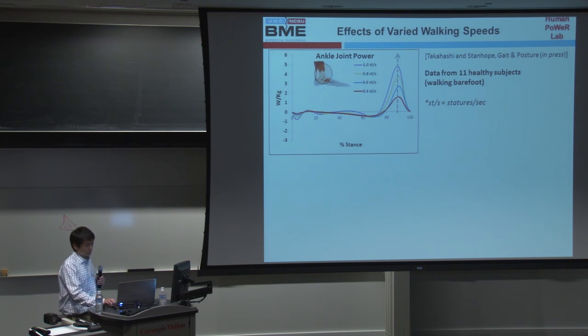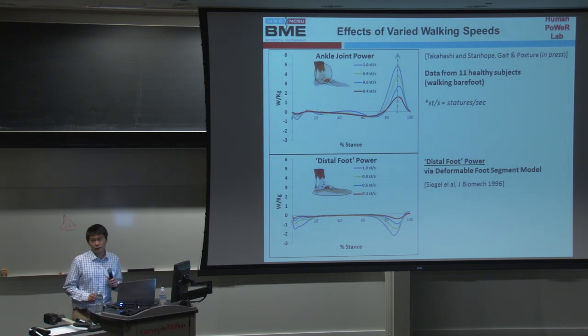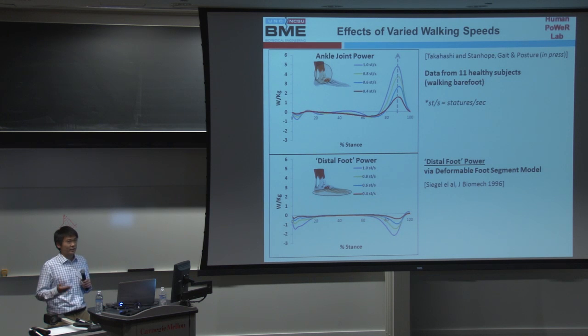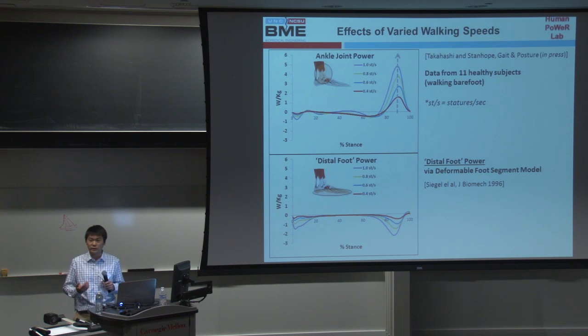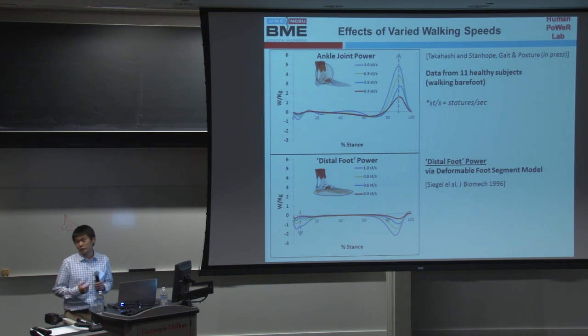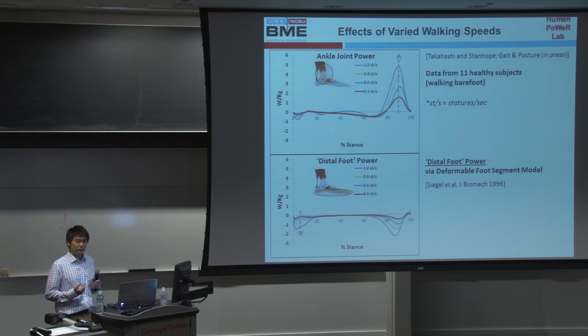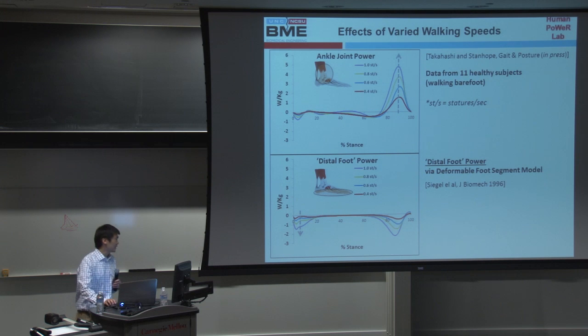But what's notable is what happens distally. So we used a method called distal foot power using a deformable foot segment model. It's a slightly non-traditional technique of quantifying power, but if anybody's interested in learning more about this technique, please ask me afterwards. But in terms of the negative power, we see 2 prominent phases. First, in early stance, and we can attribute this to heel pad or soft tissue deformation. And again, during late stance.